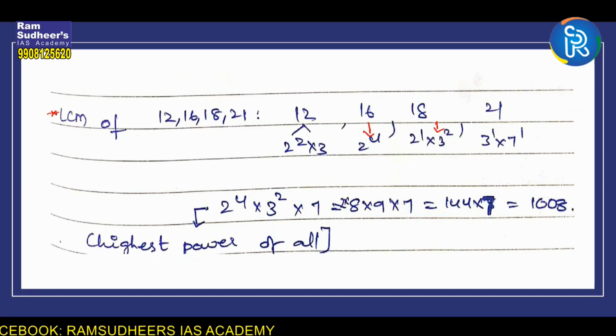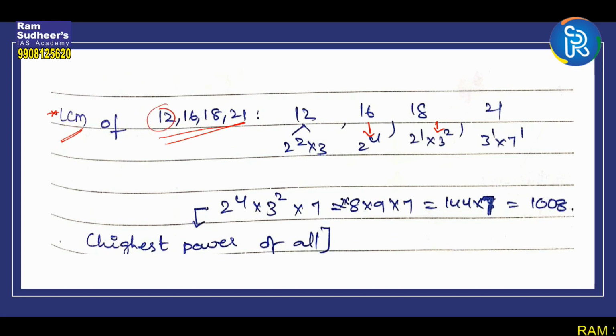Now moving on to the questions. First, LCM. What is an LCM? LCM is the least of the common multiples between any set of integers. Now, for example, let us consider these: 8, 12, 16, 18 and 21. LCM of 12, 16, 18 and 21 means the common multiples of 12, 16, 18 and 21, and the least of them would be called LCM.